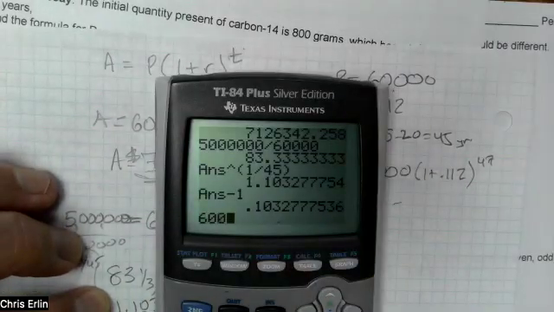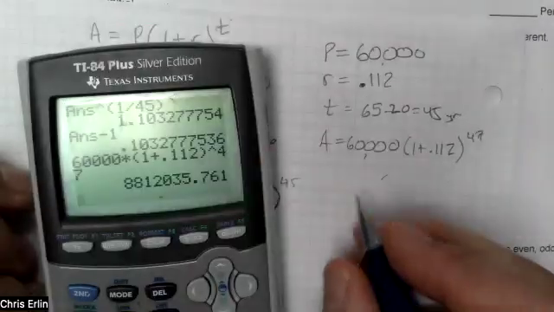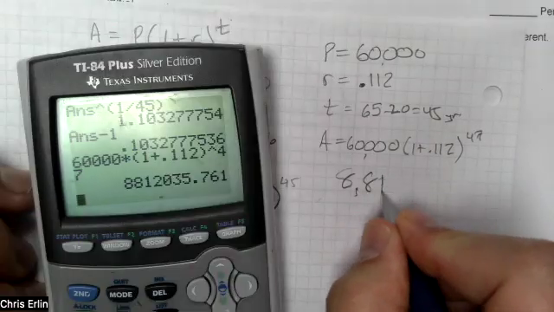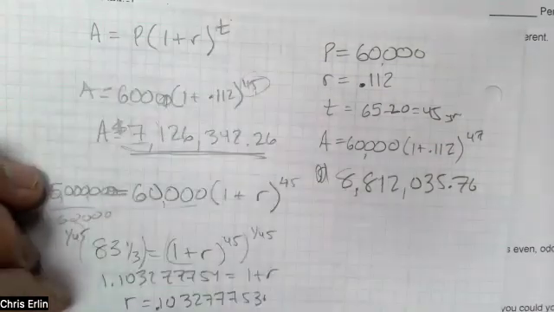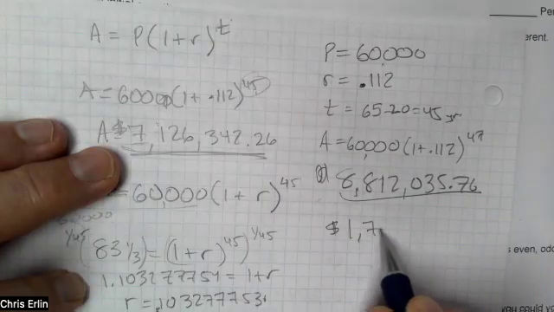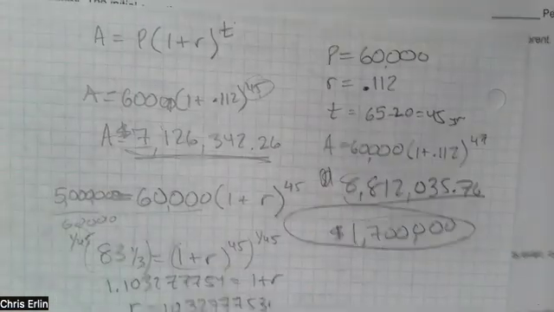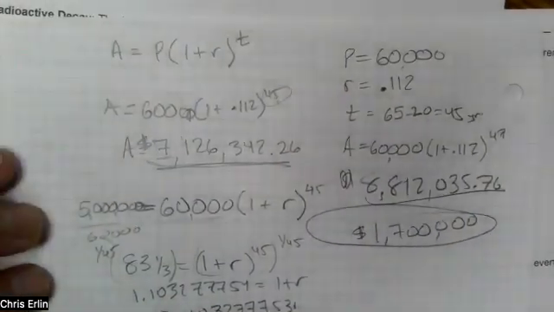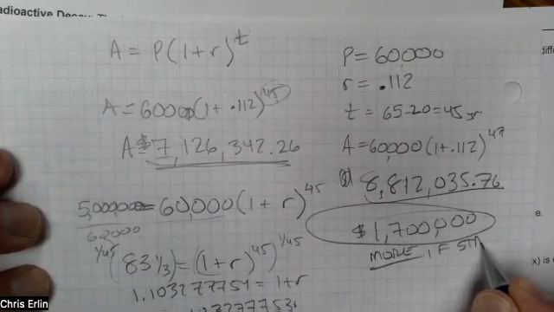Now if I do 60,000 times parentheses 1 plus 0.112 close parentheses raised to the 47, we're just keeping it in for 2 extra years. And now I make $8,812,035.76. So in those last 2 years, I make an additional $1,700,000. We're just keeping it in 2 years. Wow. If we start at 18.